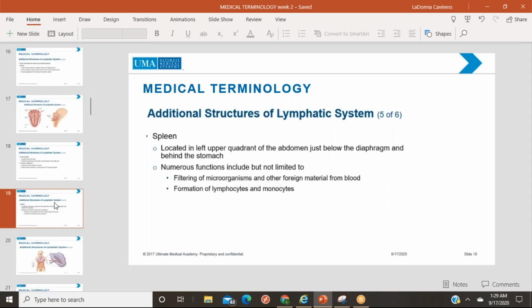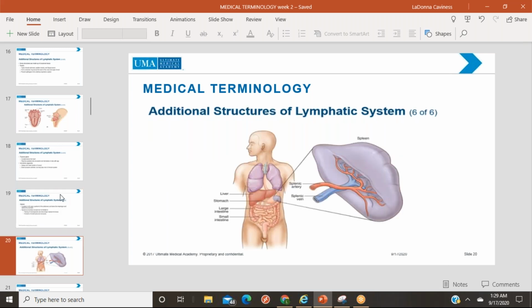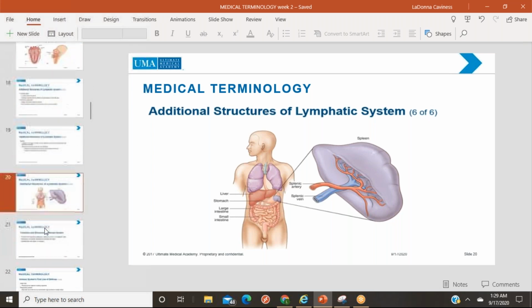The spleen. It's located at the left lower quadrant of the abdomen, just above the diaphragm and below the stomach. Numerous functions include, but are not limited to, filtering of microorganisms and other foreign material from the blood, and formation of lymphocytes and monocytes. And this is just another diagram of the spleen, the liver, the stomach, and the large and small intestines.